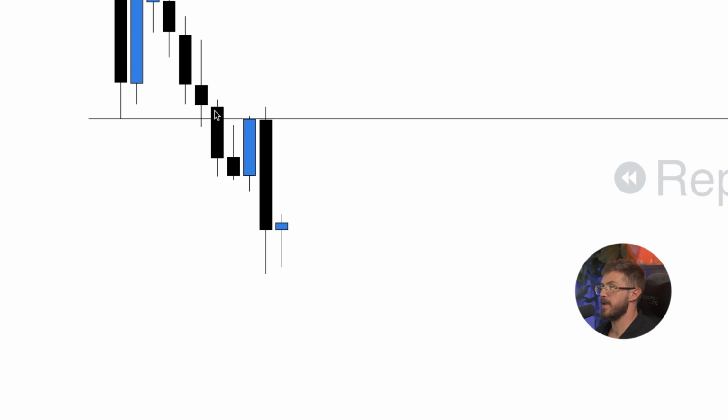So again, if we break out of the range and don't create a fair value gap, once the market hits back into the range, if a fair value gap is created off of the range, this shows us that the market is going to likely continue. And at that time, you could enter a trade. Now, this is a short or a sell.